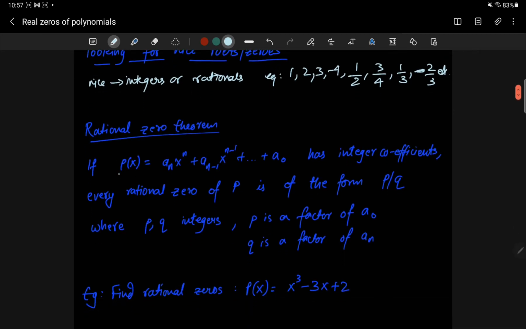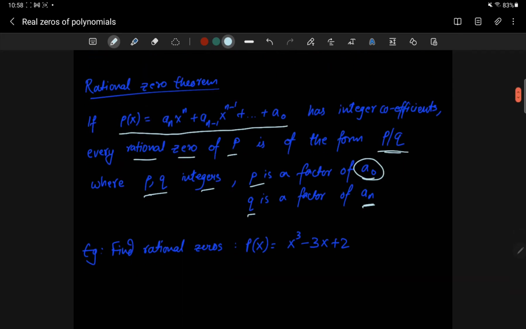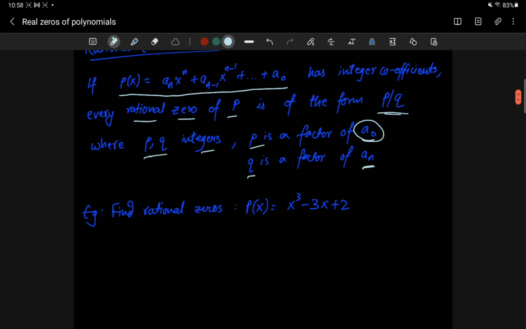So here's what it says. This is a standard notation for any polynomial. It's a polynomial of degree n, where these numbers a n minus 1 through a 0 are just the coefficients. It says that if this polynomial has integer coefficients, then every rational zero of p is of the form p over q, where p is a factor of the constant term and q is a factor of the leading coefficient. It's going to make more sense once we apply this to an example.